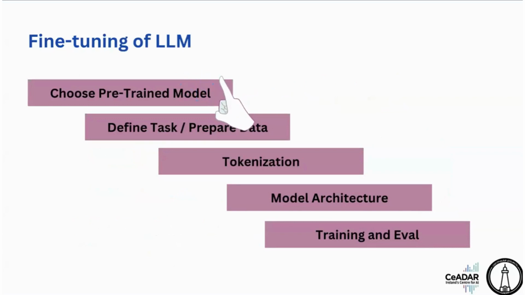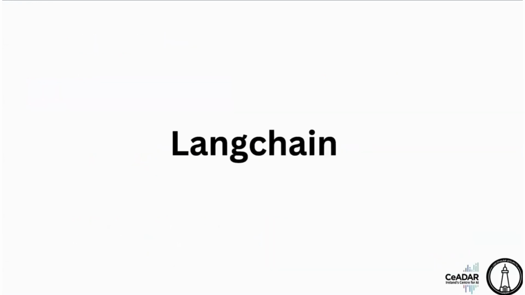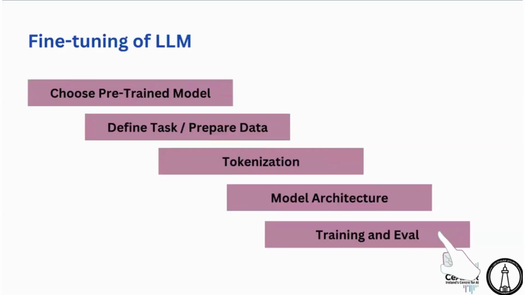First of all, we choose the pre-trained model, and after choosing that, we do data preparation and task identification, and then a tokenization step. Then we refine the model architecture by updating or fine tuning the last layer, and training based on that. Finally we have training and evaluation using accuracy and metrics. That's the basic concept of fine tuning LLMs.